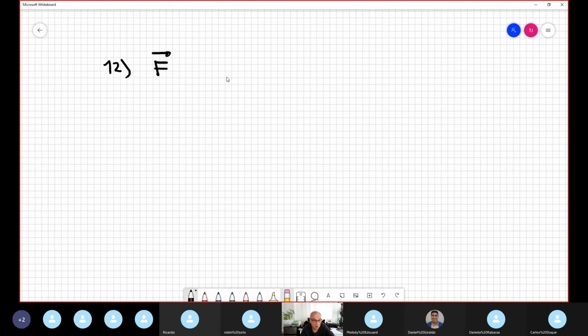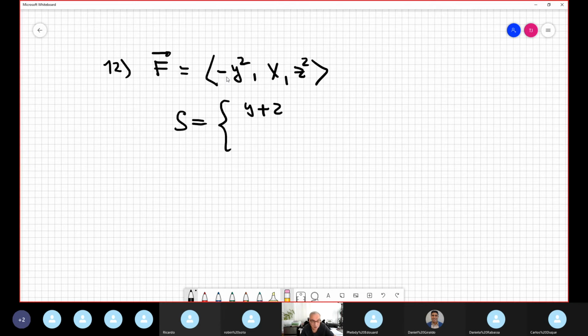The vector field is minus y squared, comma x, comma z squared. And the surface is similar. It's a plane, y plus z equals 2, and the cylinder x squared plus y squared equals 1. This is similar.